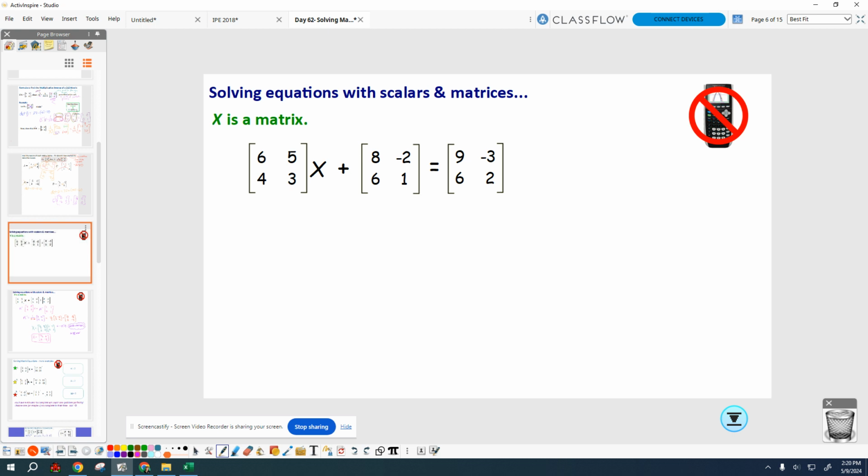Crystal, can you suggest what our first step is to solve? I want to solve for this box, X. Don't you minus the A -2? Yeah. This one. Okay, so guys, do the first step. Subtract the matrix to the other side.